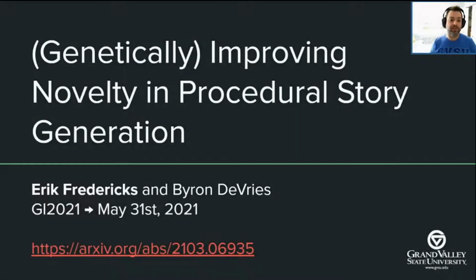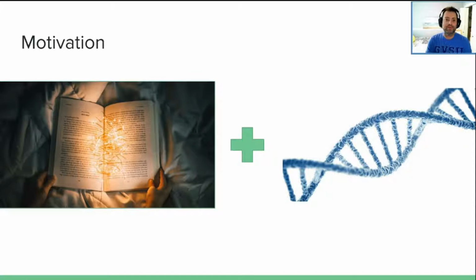My name is Erik Fredericks, and together with my co-author Byron Devries, we're excited to present to you our intended technique for applying genetic improvement to procedural story generation. Now, procedural story generation is something that I find fascinating. I really enjoy developing little side video game projects, and this is a way to bring genetic improvement to that domain. Now, the idea here is to take story narratives or little storylets, which are basically constructs that we can build out of grammars, apply genetic improvement to it, and come up with a new diverse set of stories for a player to experience that have never really been seen before.